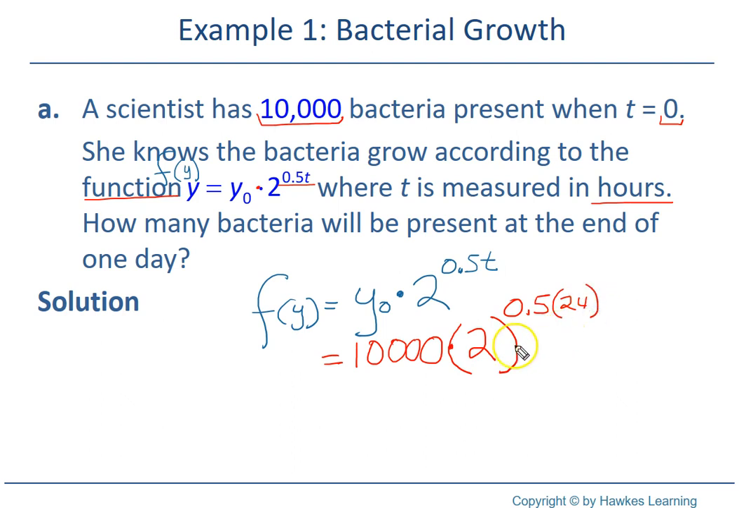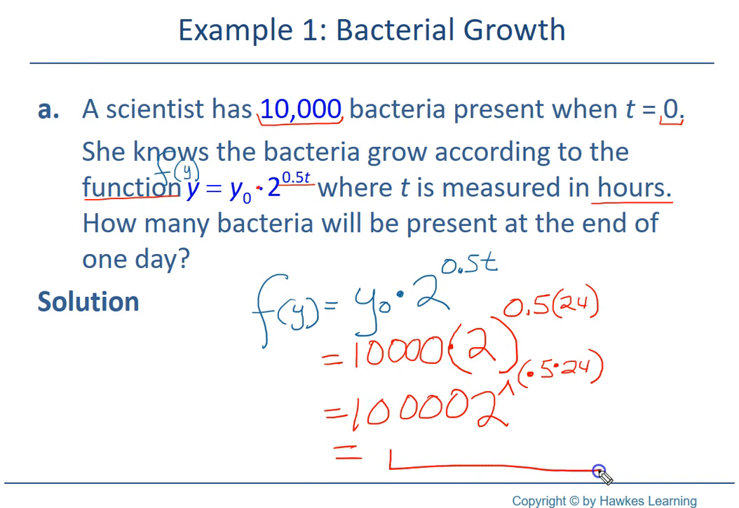So as we put this in our calculator, the first thing you're going to put in there is the 2 caret, and just put this in parentheses, 0.5 times, putting that up a little higher, 24, close parentheses, hit enter. That'll give you a value on your calculator. And now you put in the 10,000. And it's going to give you your answer here.